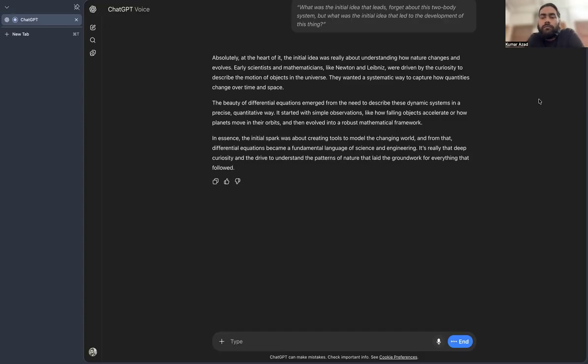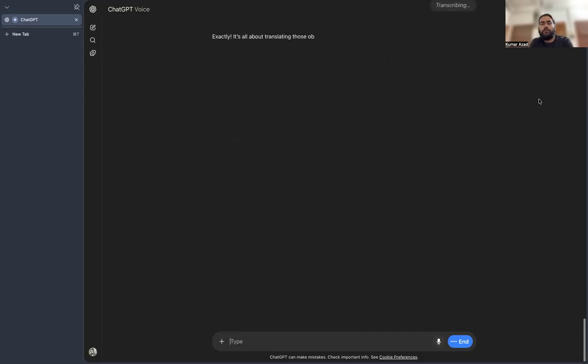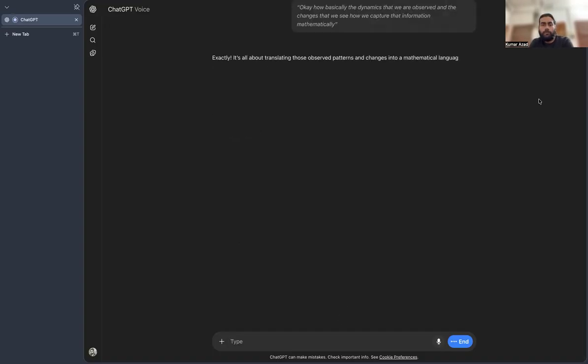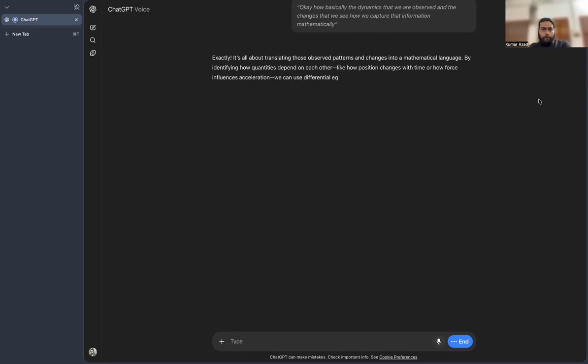Okay, how basically the dynamics that we observe and the changes that we see, how we capture that information mathematically. Exactly. It's all about translating those observed patterns and changes into a mathematical language by identifying how quantities depend on each other, like how position changes with time or how force influences acceleration. We can use differential equations to capture and predict that behavior. It's really that blend of empirical observation and mathematical formalism that makes the theory so powerful and beautiful.